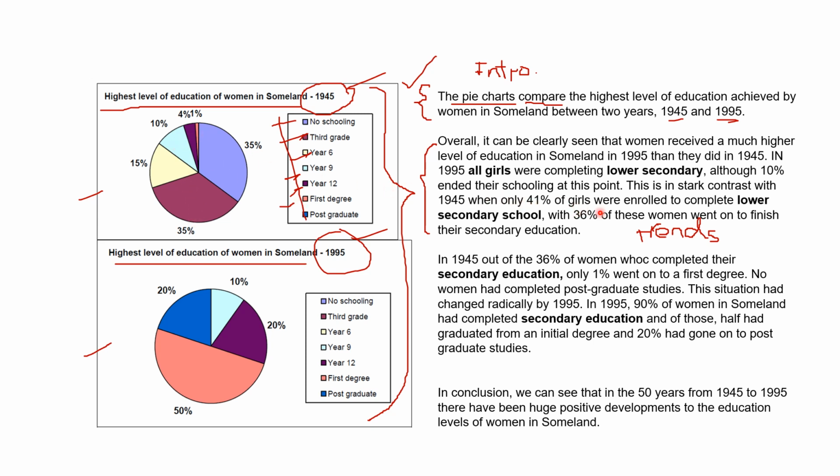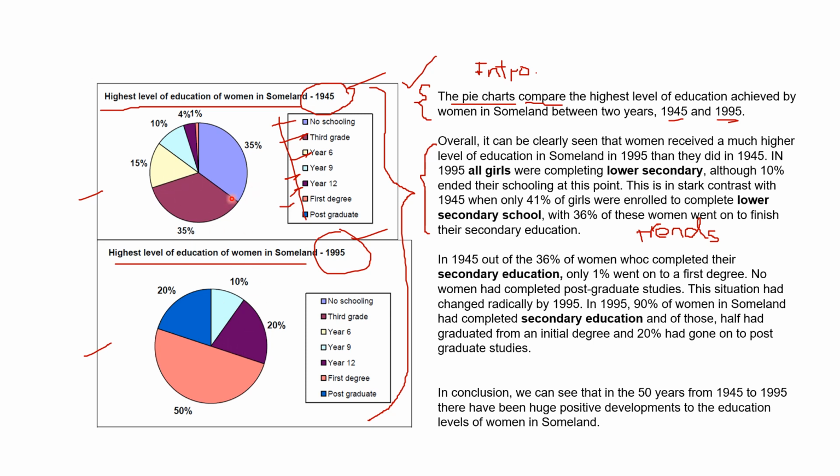Only 41% of girls were enrolled to complete lower secondary, with 36%, okay, 36, in order to get the first degree, a woman or whoever those women were should finish year 12, okay, only 36%, 35 plus 1, went on to finish their secondary education, okay. Yeah, so those two are highlights.